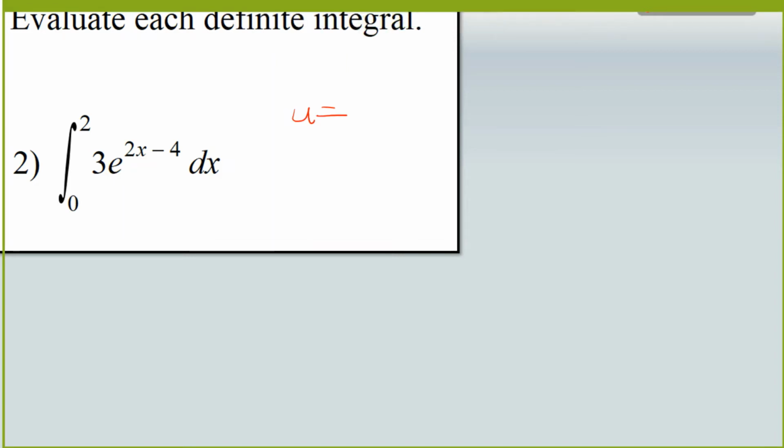I think u is just 3e. Okay. 2x minus 4. Okay, my u would be the 2x minus 4. If I try to substitute for the 3e, I'm not actually raising the 3 to the 2x minus 4. So I would run into a problem when substituting for all of this, because I'm not actually doing the same thing to the 3 as I am to the e. Okay, so my u is 2x minus 4, that is the power. That means my u prime would be 2 dx.